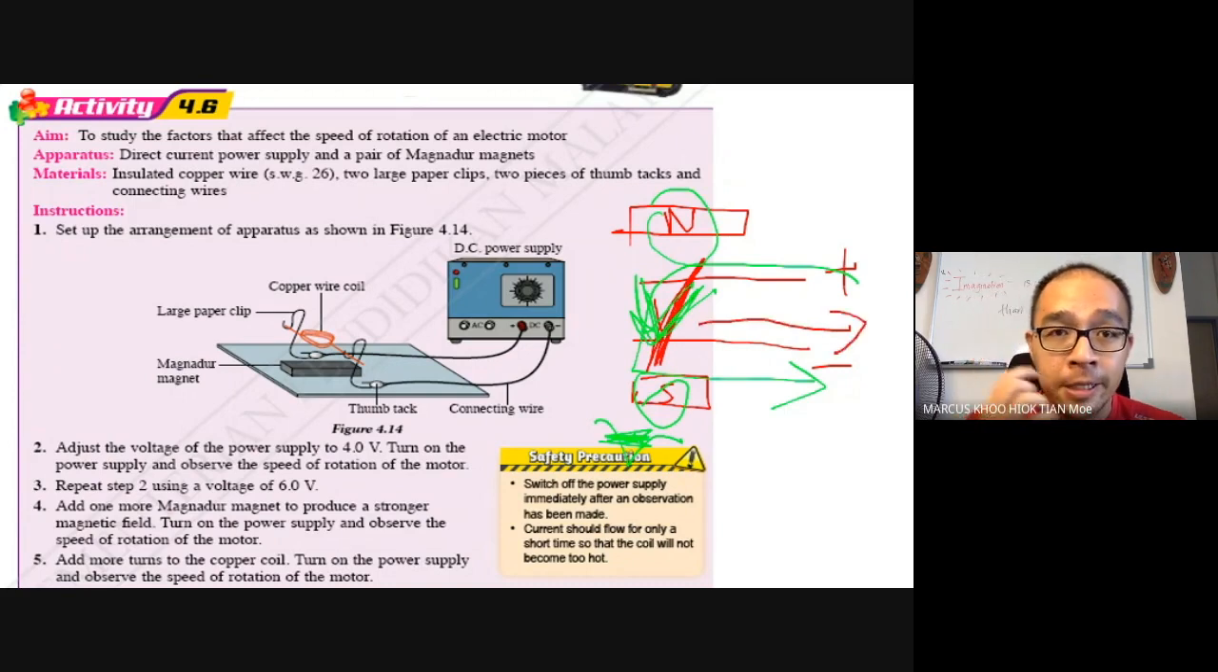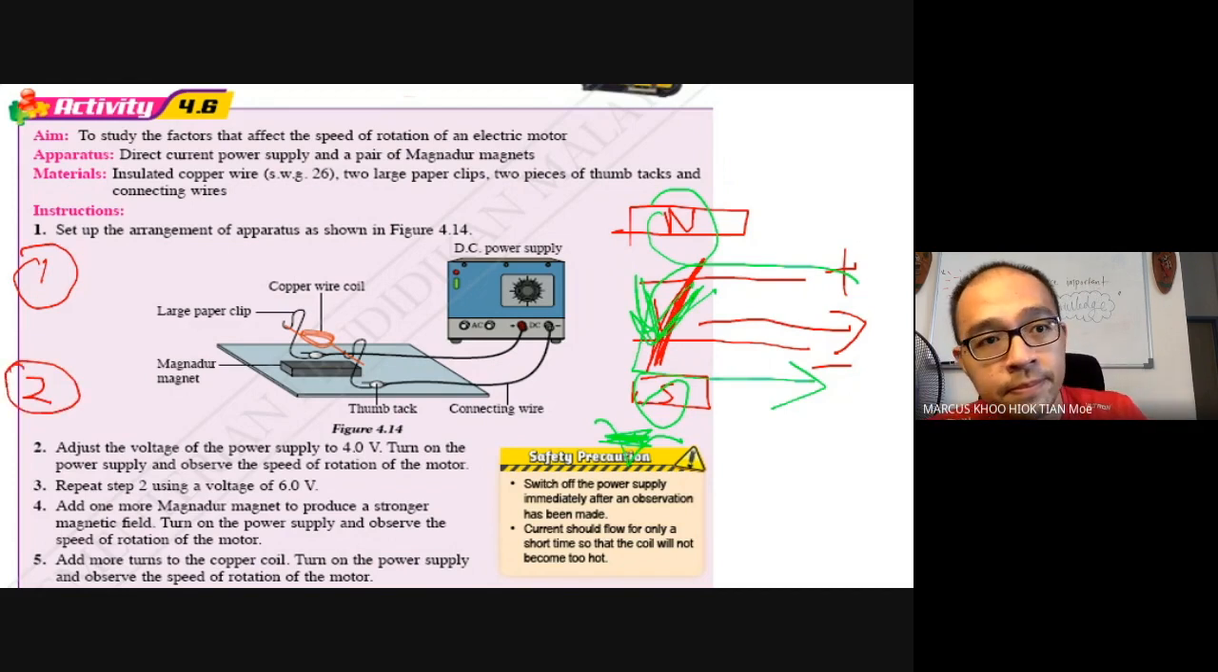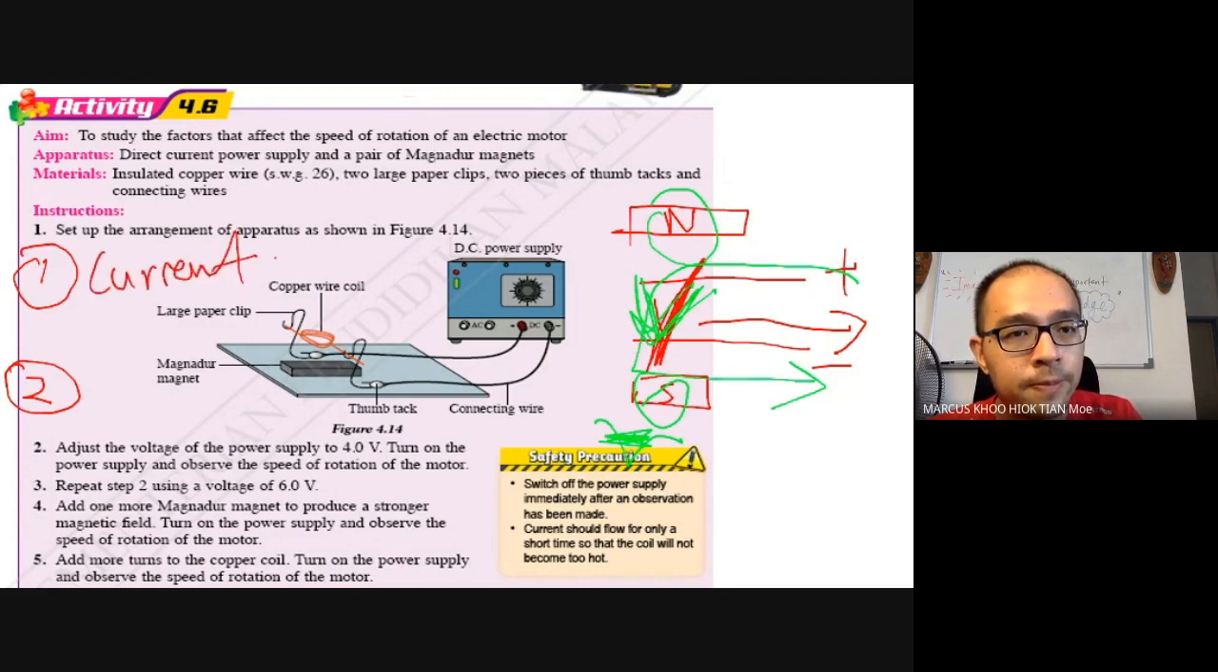Yesterday in our class, we already established that there are at least two factors that affect how far the copper rod moves. Can you remember what those two factors are? What are the two factors that affect the motion of the copper rod? Current. First one is current, second one, strength of the magnetic field. Oh, okay, strength of the magnetic field.